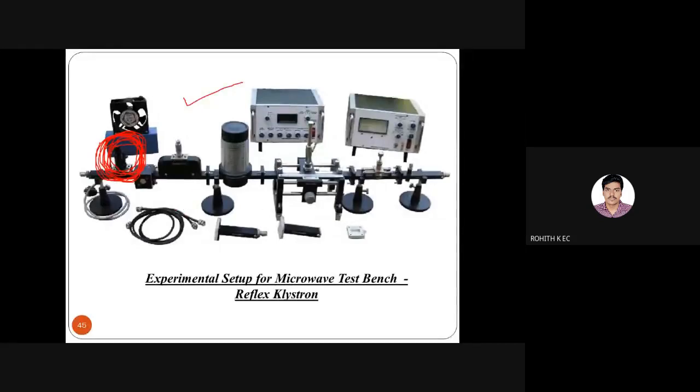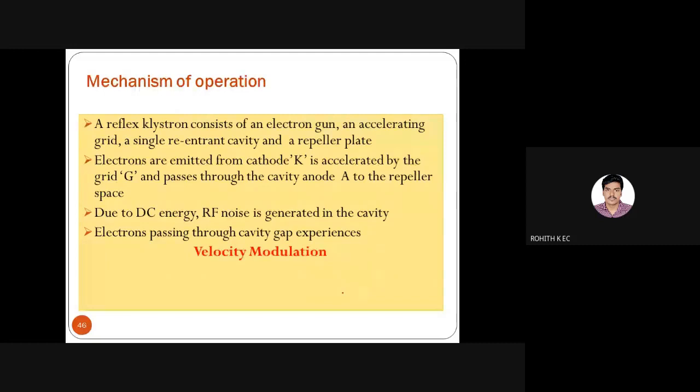This week we will be conducting this experiment, maybe on Wednesday or Thursday. We will let you know when we will be conducting the microwave test bench experiment. So you can come in a phased manner and see the demo of this experiment. This is also very much part of your ADC lab experiment. Okay. So that's it in today's session.